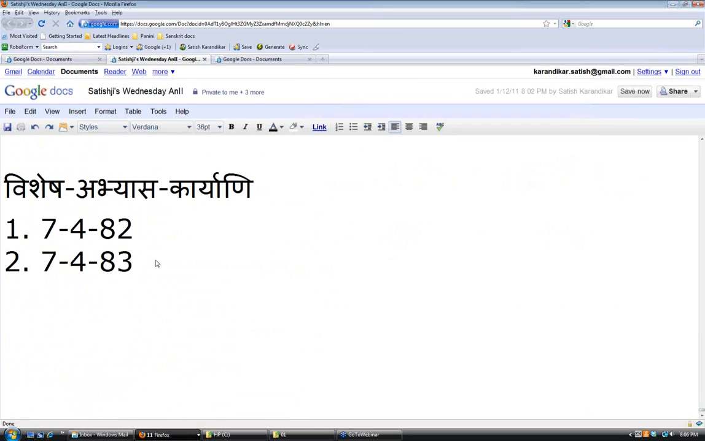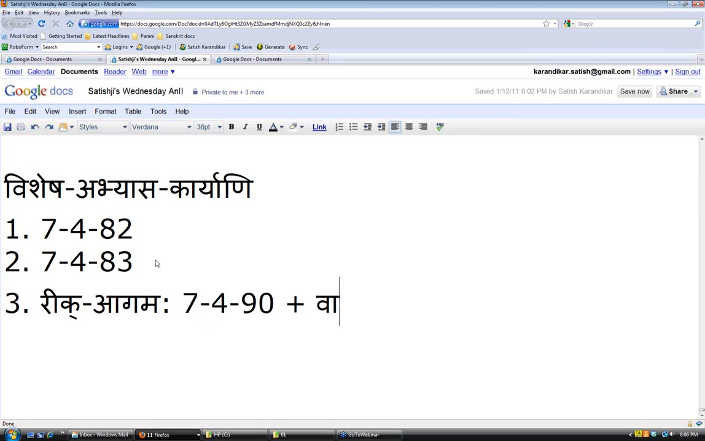So that's the third one. The third one is the Rik Agama. So Rik Agamaha, when the Dhatu has Rid as Upadha, short, by 7490, and also keep the Vartikam in mind. Otherwise you cannot get the form Pari Prichate of Swartikam.